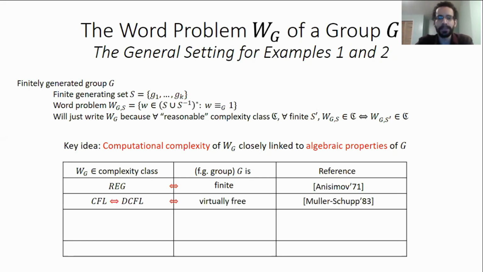We also have the classification due to Muller and Schupp, who showed that the word problem of G is a context-free language if and only if the word problem of G is a deterministic context-free language if and only if G is virtually free. Where, just to remind you, the context-free languages are those languages recognizable by non-deterministic push-down automata, and the deterministic context-free languages are those languages recognizable by deterministic push-down automata. Now, what makes this second result interesting, in addition to being an exact classification, is that it might at first glance look a bit peculiar, as it's known that the deterministic context-free languages are a proper subset of the context-free languages.